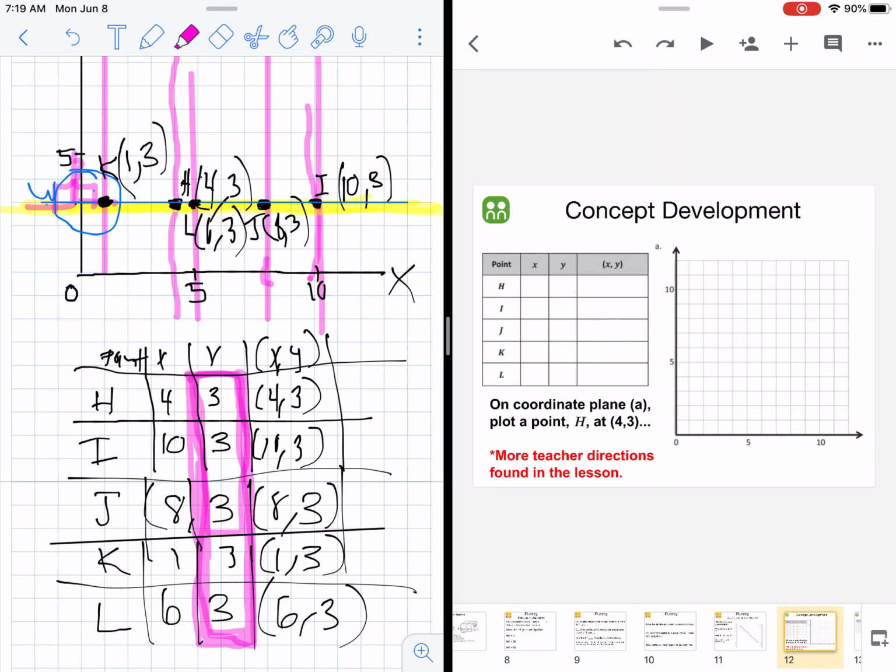Now, if it was a vertical line going up and down, they would all have the same, good, that's right, x coordinate, okay? So if there are points that all have the same y coordinate, it's going to make a horizontal line. If there are points that all have the same x coordinate, it's going to make a vertical line. Very good. All right. So the y coordinate didn't change, right?